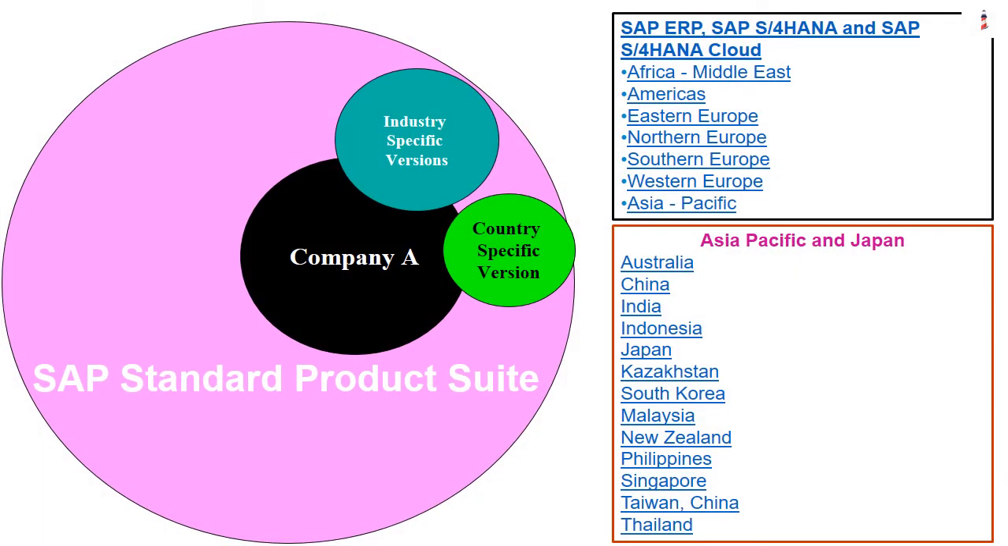The standard SAP product suite is versatile, and we can take it for granted that every aspect of any business and processes exist. SAP is so comprehensive, and any company's requirement is just a subset of the standard SAP. Optionally, the industry-specific versions and country-specific versions may be chosen.